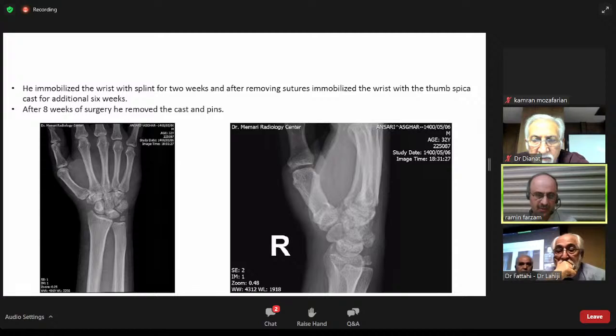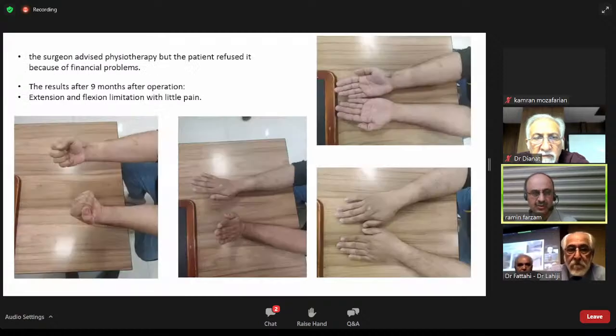Now here are the radiographies. You can see the lunate is here. The Gilula line is okay, and everything seems okay. The surgeon advised physiotherapy, but the patient refused it because of financial problems. And here are the results 9 months after the operation.